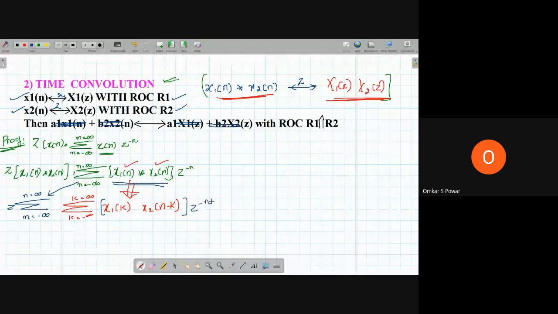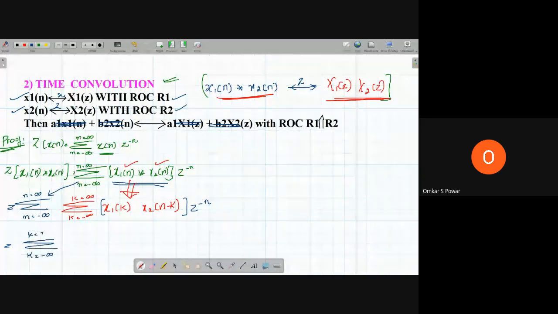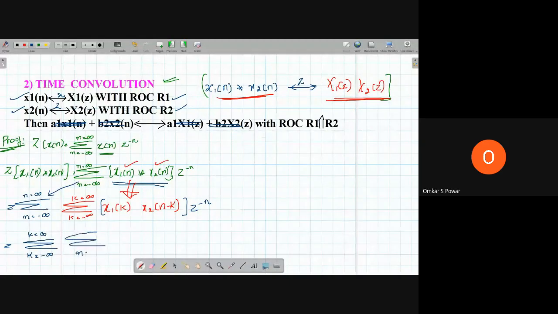So further, how can I solve this one? See here what I will do. I will bring this k to the left hand side. So summation k varies from minus infinity to infinity, and this n this side. Okay. Summation n varies from minus infinity to infinity, and x1 of k into x2 of n minus k into z to the power of minus n.